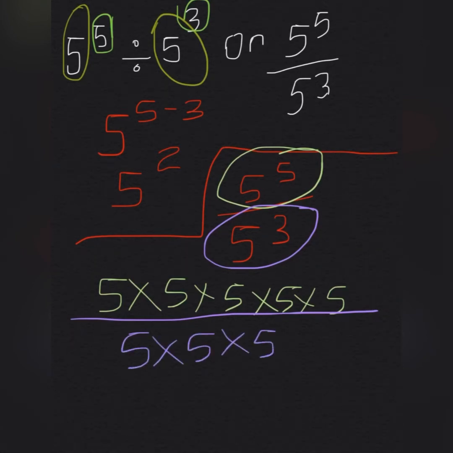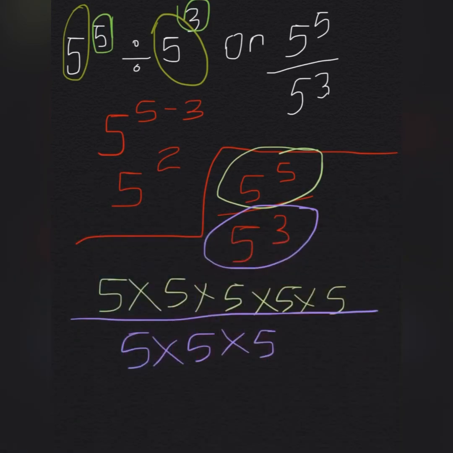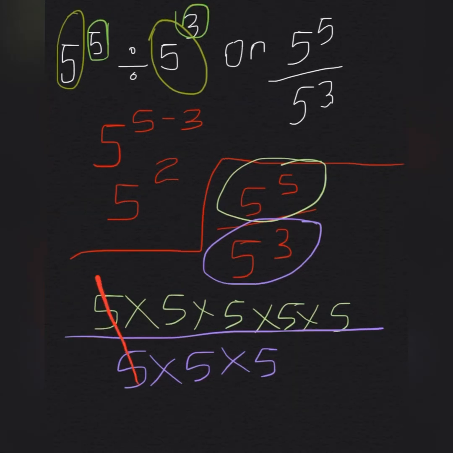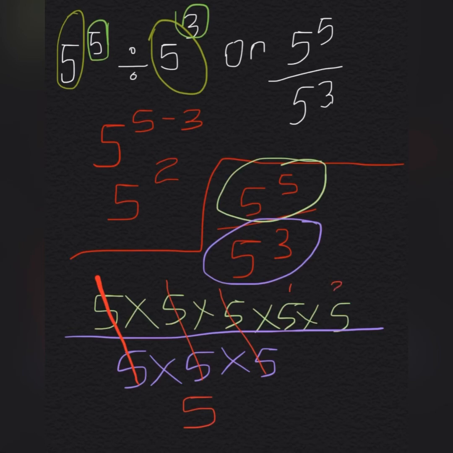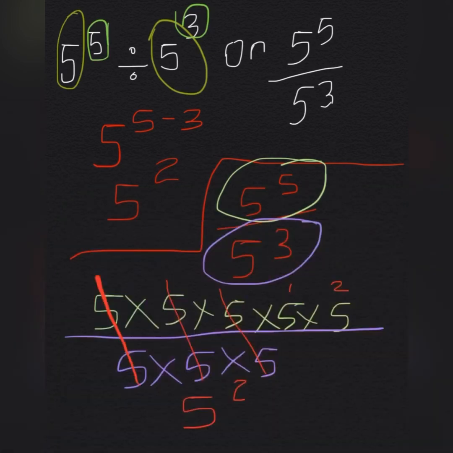Now we're going to cancel. So 1 5 here, 1 5 in the denominator cancels a 5 in the numerator. Another 5 cancels another 5. And another 5 cancels another 5. So what we are left with is 5 as our base. And let's count how many 5s we have left. We have 1, 2. So it's 5 to the 2nd power. And as we can see, we get back the same answer here as we had here.